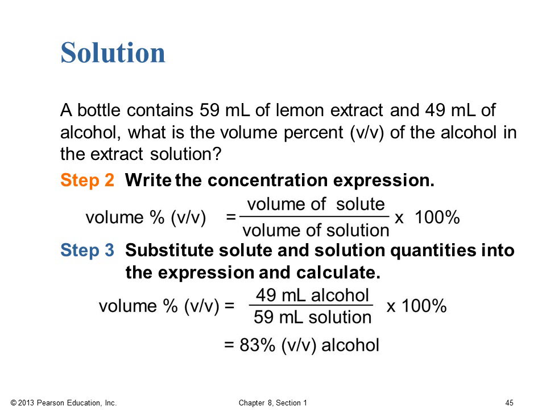So we write out our equation. Volume of solute divided by volume of solution times 100. So our volume of solute was 49 divided by our volume of solution, which is 59. Multiply that by 100 and we get 83% volume by volume percent.